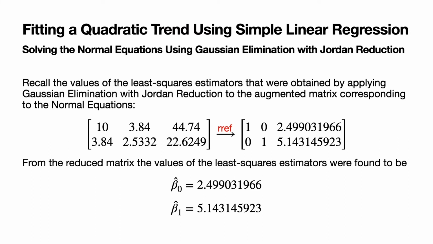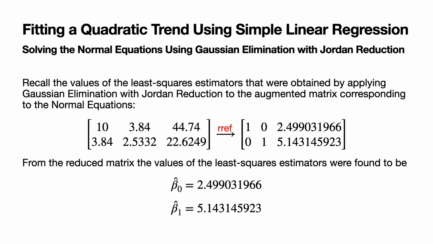Now, recall the values of the least squares estimators that were obtained by applying Gaussian elimination with Jordan reduction to the augmented matrix corresponding to the normal equations. In a previous lecture video, when we fit this model before, we set up the normal equations, we created the augmented matrix corresponding to those normal equations, and then we performed Gaussian elimination with Jordan reduction on that augmented matrix to come up with an equivalent matrix that's easier to solve, and that transformed matrix, which is in reduced row echelon form, is shown here on the right on this slide.